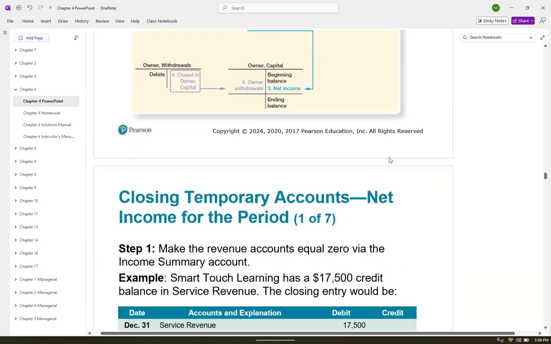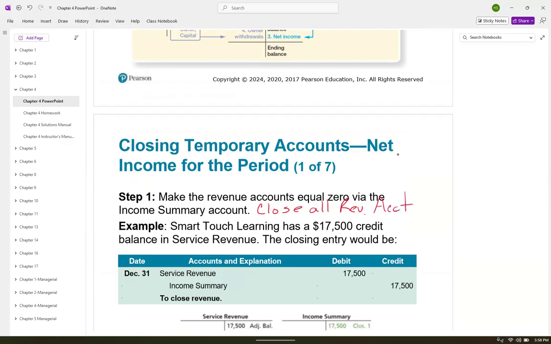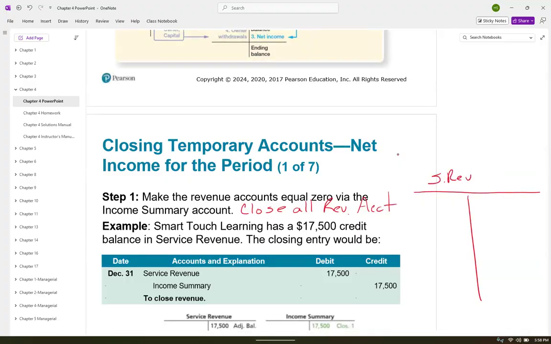Let's come down here and we're going to do the first step. All right. The first step is to close all revenue accounts. We only have one revenue account, and I know you have the journal entry right there. Don't look at it. Okay. If we went back and looked at that adjusted trial balance, we had 17,500 as a credit in service revenue. So I'm just going to mark that out so you don't look at it right now.